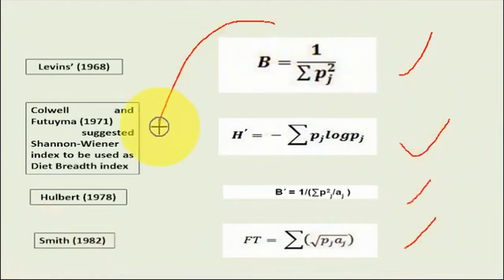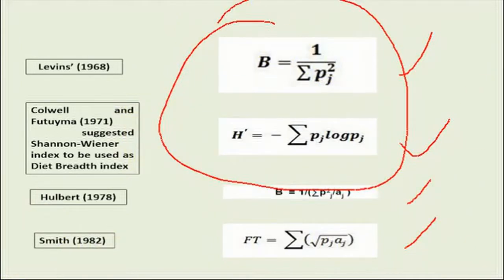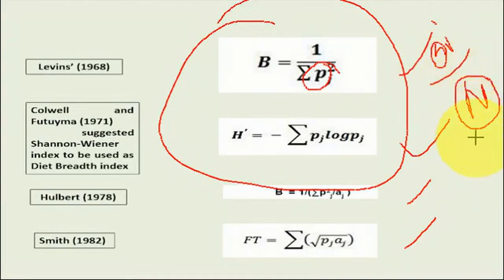In these two indices, Levin's and Shannon-Weiner, the gut content, or the food available in the gut, that is consumed by the organism, is considered. This p means ni by N, as you know, where ni is the food that is consumed by the organisms, and N is the total number of organisms that is consumed by the particular organism under study. The p in Levin's denotes the same p, it is ni by N.